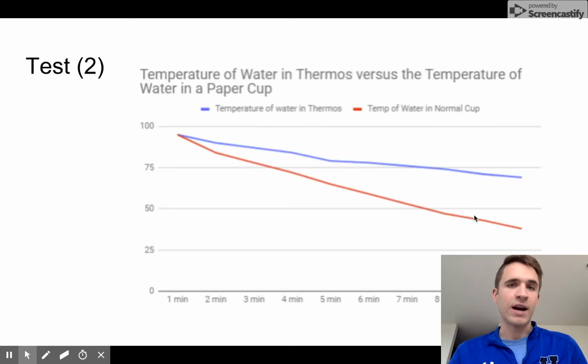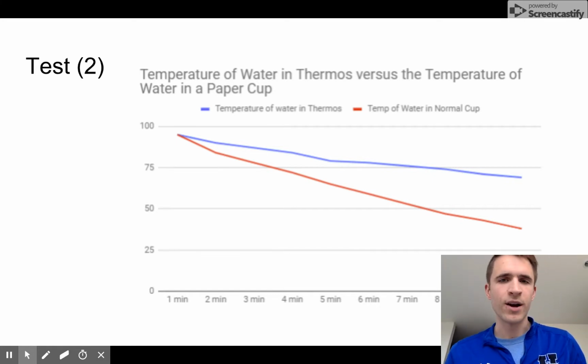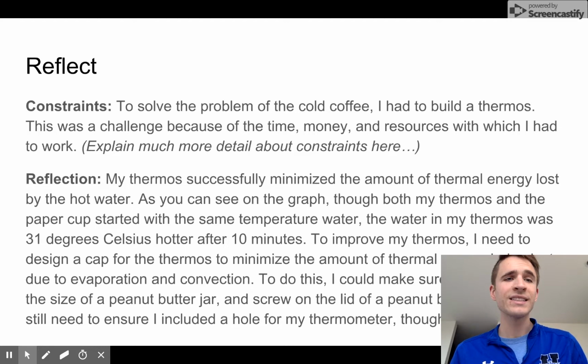I also included a graph. So make sure you include a graph to get a 4 on the rubric. You can see my temperature of the water in the thermos versus the temperature of the water in the normal cup. You can either draw the graph or use Google Sheets to make it. Feel free to reach out for questions if you don't know how to take your data table and turn it into a graph. And lastly, guys, is your reflection.